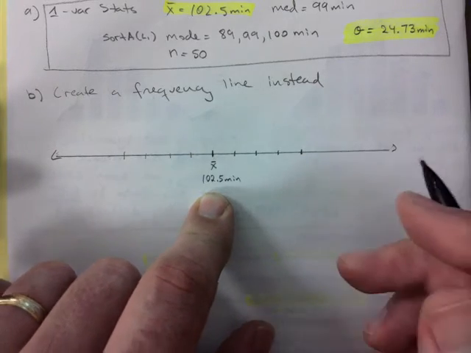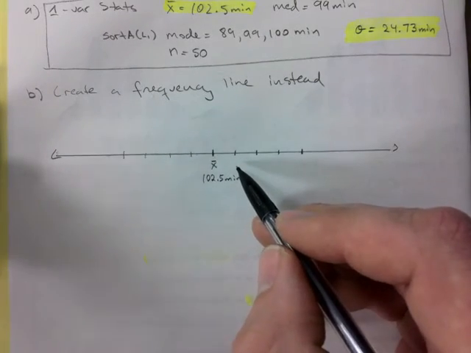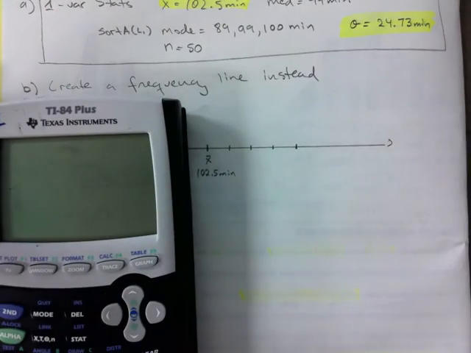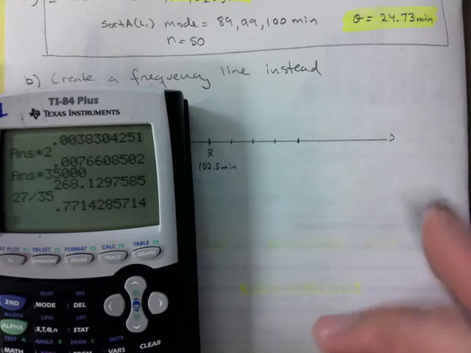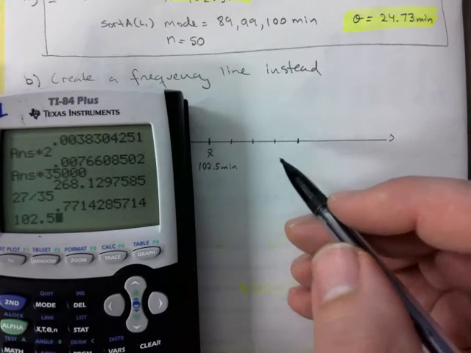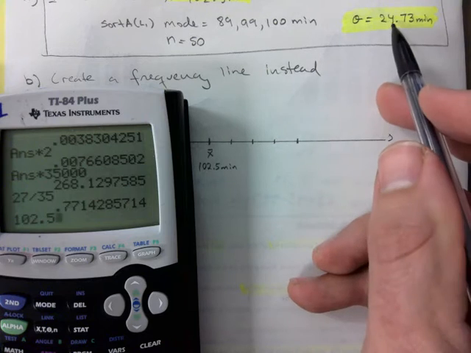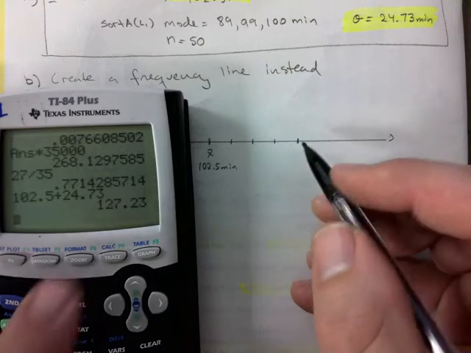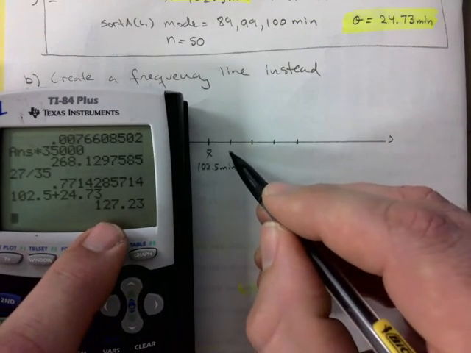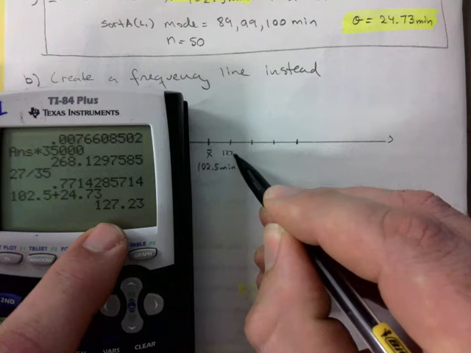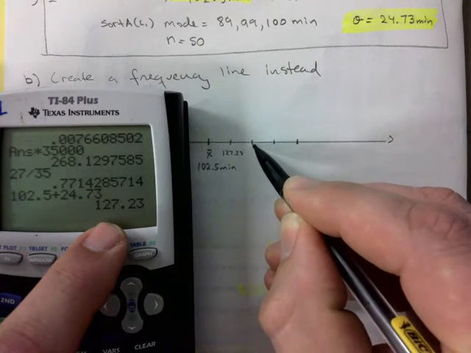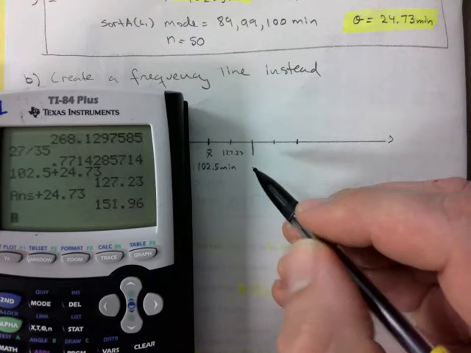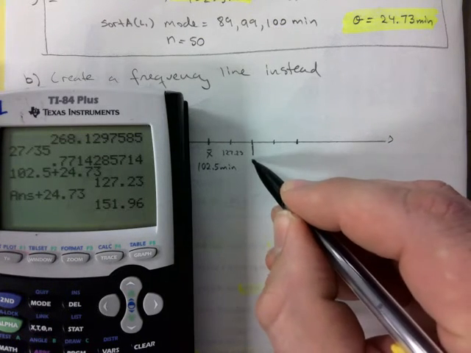Yeah, it'll be fine. And then you just go up by the standard deviation. I would strongly suggest you grab your calculator and go to your home screen. So you go 102.5, and you have to be accurate here, plus 24.73. You take a standard deviation added to this, and so this is 127.23. And then the next one, I'm going to add another standard deviation to it, 151.96.